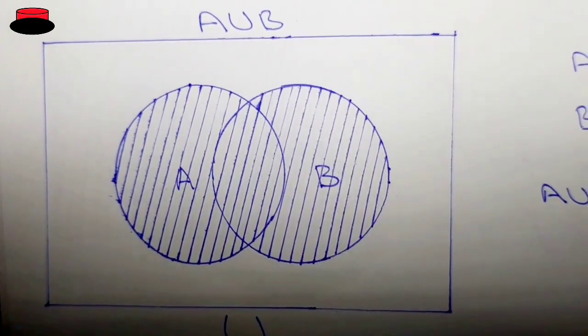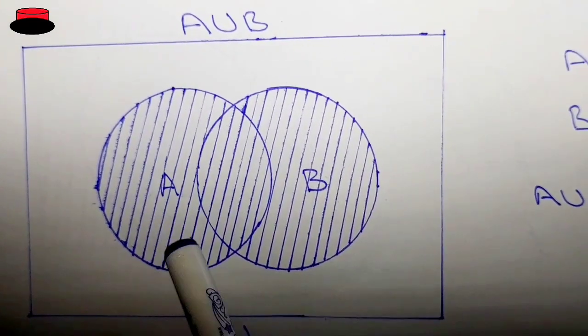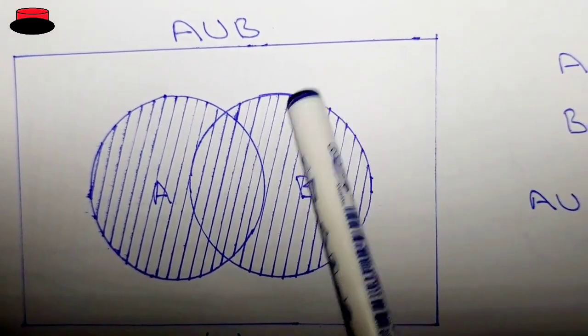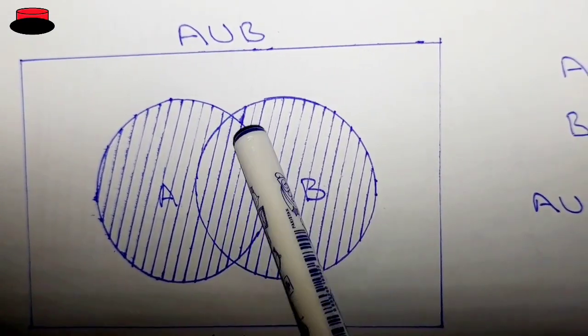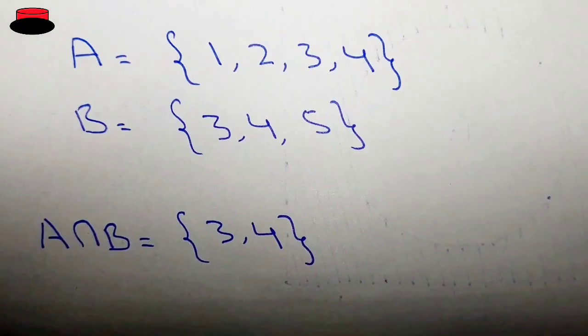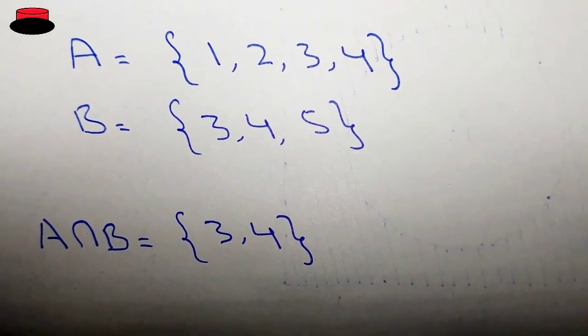And this is the Venn diagram of a set. This is the set A. So this is the set B. And the common elements will be written once. So we have shaded this area. And here we have the intersection of the sets.